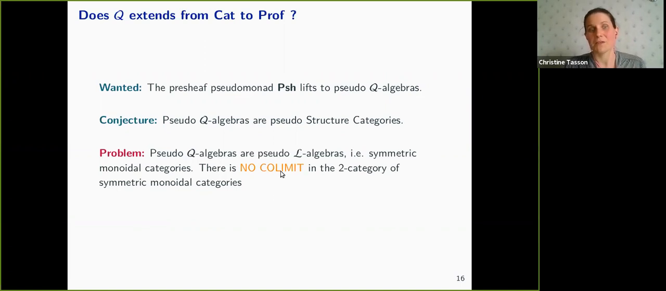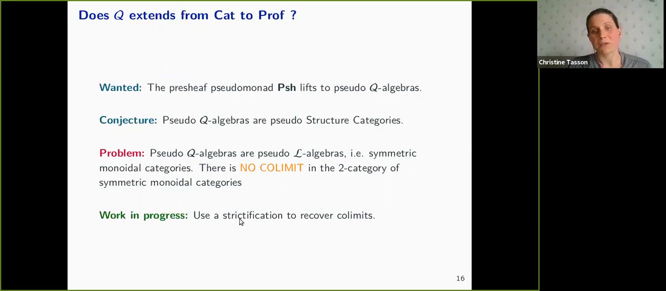of the colimit. But pseudo Q-algebras will be pseudo L-algebras, and we are in symmetric monoidal categories, and there is no colimit in the 2-category of symmetric monoidal categories. It's not cocomplete. Why? Because the tensor product is not strict anymore. So we won't have the uniqueness of the factorizations for the cone. So the trick we want to use is a strictification, to go from symmetric monoidal categories to symmetric strict monoidal categories, to recover colimits and to finish the work.